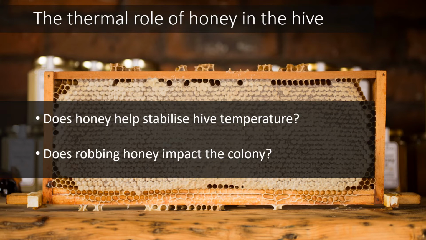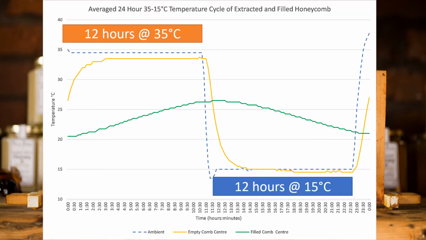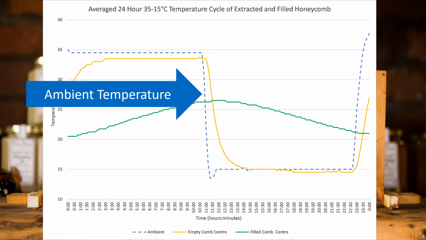and we put them in a special temperature controlled oven. This oven was set to spend 12 hours at 35 degrees Celsius and then 12 hours at 15 degrees Celsius. What you can see is that this blue line is the ambient temperature of the oven. And you can see it basically sits quite nicely at those two temperatures and then drops or rises very sharply.